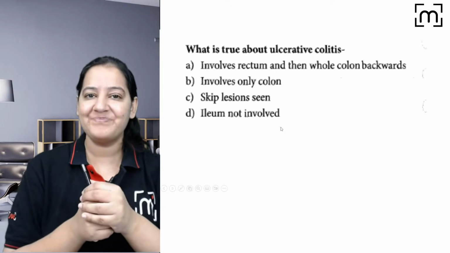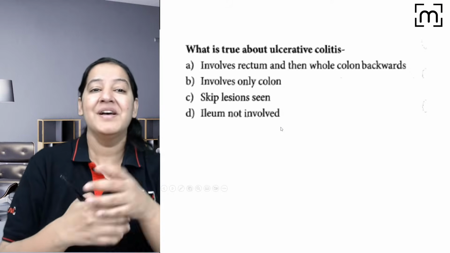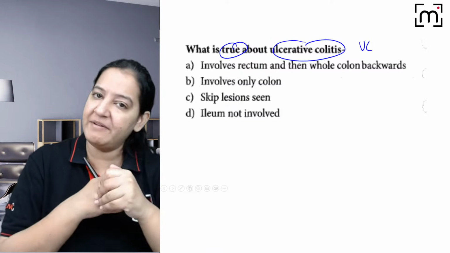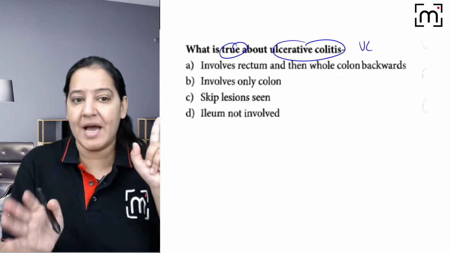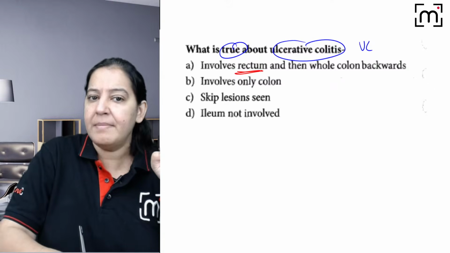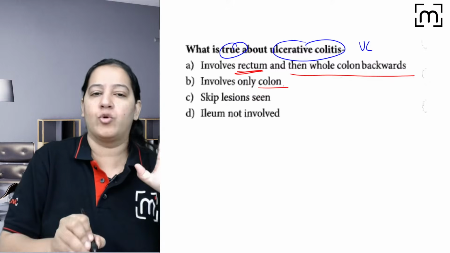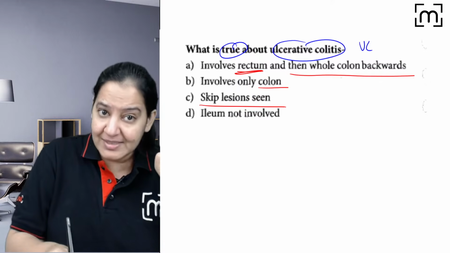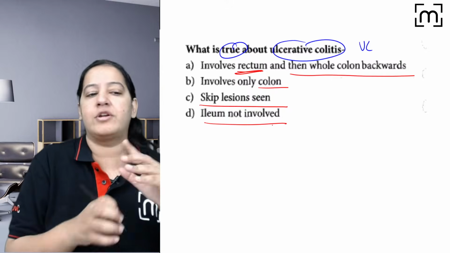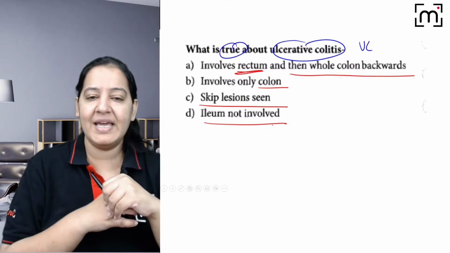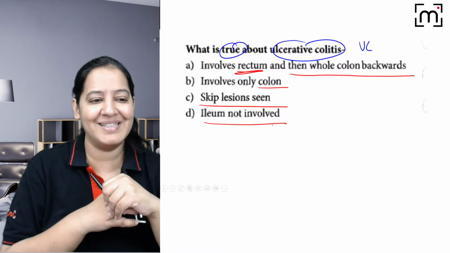Try this one. All the best for this one. So which of the following is true about UC? Tell me which one is true. About UC I am asking. It starts with the rectum and then involves the whole colon backward. Is it true? Or it involves colon only? Is it true? Skip lesions are seen. Is it true? Or ileum not involved? What is true? So Osama is saying A, Chotu is saying A, Ram is saying C.